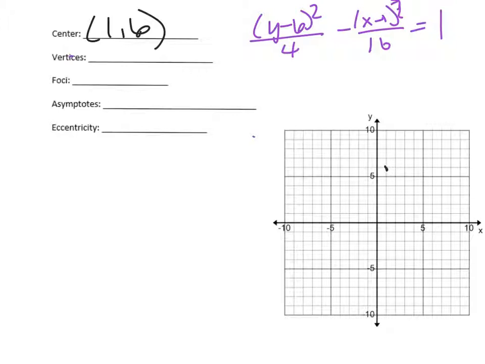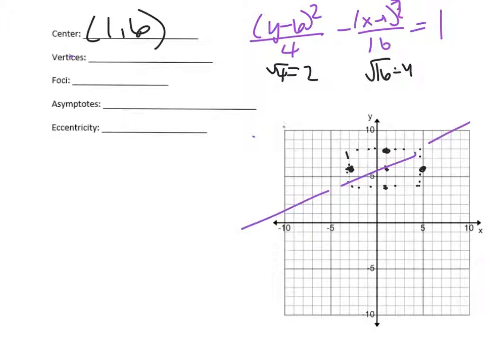So 1, 6. My vertices, I'm going to go out to right, to left. Oops. Let me do that again. I'm going to go 2 up. The square root of 4 is underneath the y. We're going to go 2 up, 2 down. Square root of 16 is 4, so I'm going to go 4 right, 1, 2, 4 left. Make a box. And I'm going to put asymptotes through the corners. And since this y squared is positive, I'm going to open up and down.